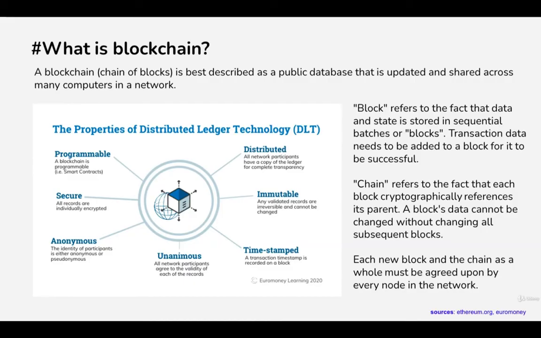It's distributed, that is, all network participants have a copy of the ledger for complete transparency. A ledger contains the history or data of transactions that is performed on the blockchain. So all network participants have their own copy of the ledger. So for a malicious user to change or do something malicious, the malicious user needs to change and tamper with all copies of the ledger for each of the network participants.